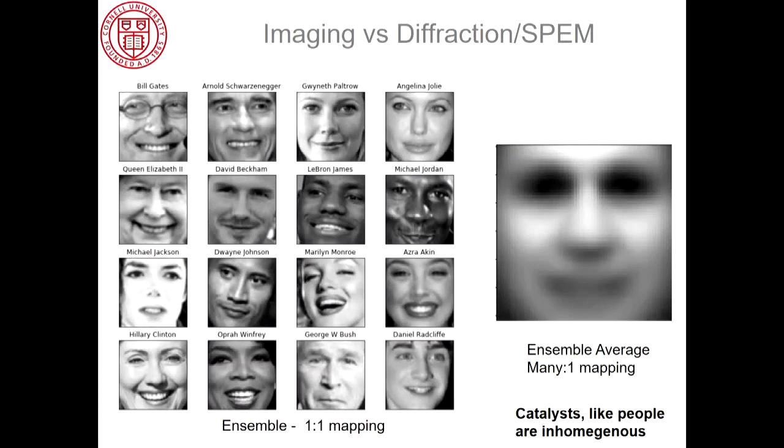And it's the difference between imaging every single thing and imaging an ensemble average. And when I do diffraction or when I do single particle EM, I'm looking at the average face of everyone in the room. And certainly it tells you that you're human, but a lot of the more interesting details have been lost. And when I have a very radiation sensitive material, this may be the only thing I can do, and I'll take it. At least I know I'm not looking at some other strange alien species. But the main problem is catalysts, like people, are inhomogeneous. And so we're going to try to push imaging as far as we can go.